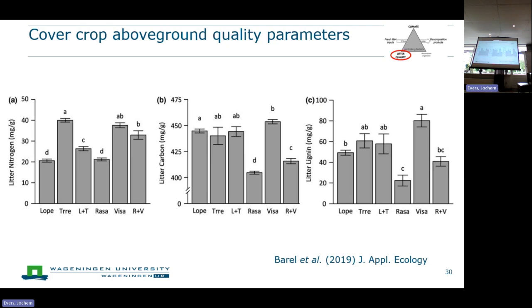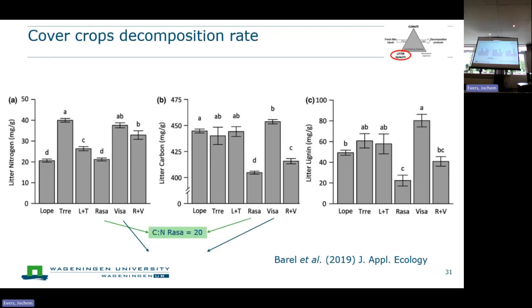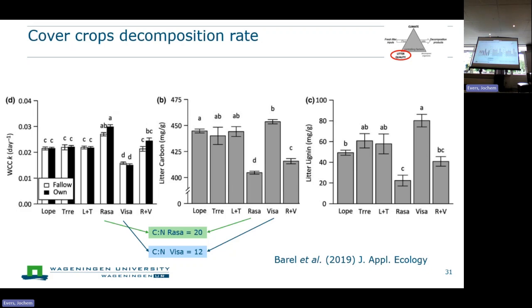That's a good start in a way, but it's not the full story, because carbon comes in different forms, nitrogen as well, but in this case, carbon. If we look at CN ratio, then the radish would be 20 and the veg would be 12. So you would totally think the veg would decompose faster than the radish. But I can tell you that's not the case, because if you look here at the decomposition rate constant, when it was buried in fallow, that's in white, or when it was buried in its own soil, we see that the fastest decomposing one was radish, and the slowest decomposing one was veg. So we do think lignin actually played a big role.